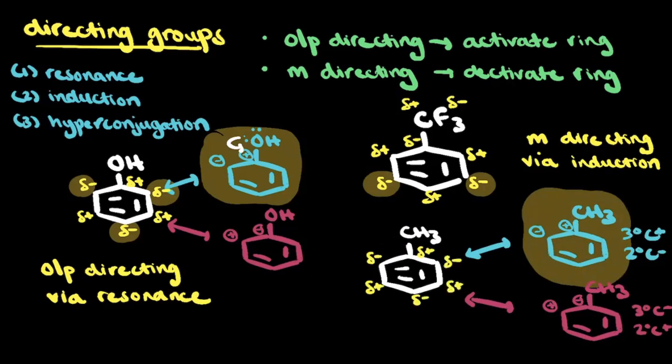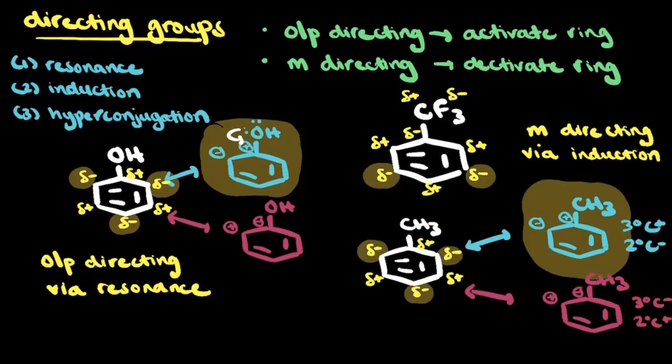Now we want to look at where our partial negatives are going to be. We have one here, and one here. So that means that this is now going to be ortho-para directing. In this case, via hyperconjugation.